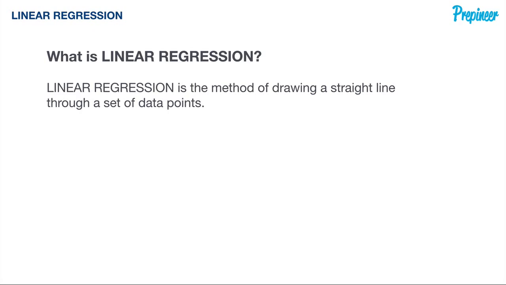Let's start off by defining what exactly linear regression is. Linear regression is the method of drawing a straight line through a set of data points. This line helps us relate a cause and effect relationship within the data that is presented, where the independent variable is the cause and the dependent variable is the effect.